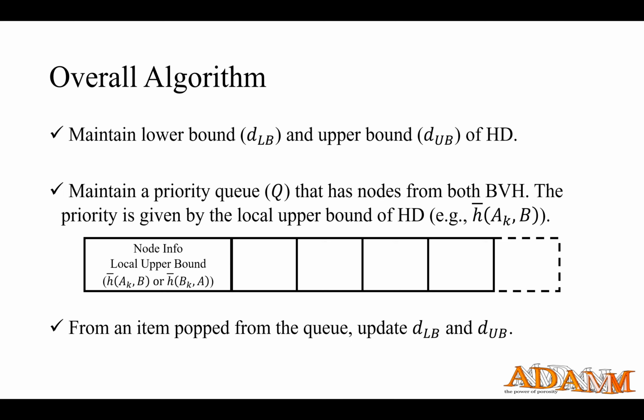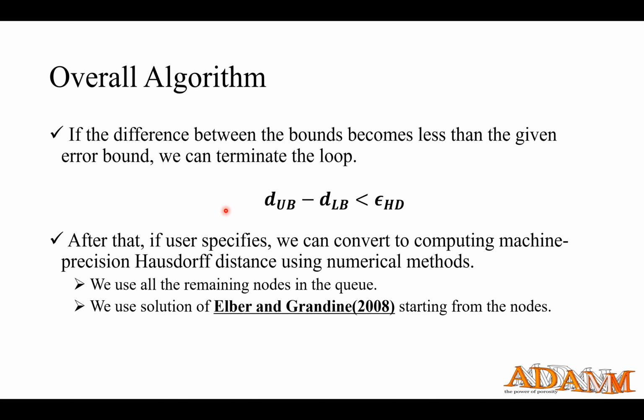Then, we can pop an item from the queue and update the bounds by investigating the child nodes. After some updates, when the difference between the bounds becomes less than the specified error bound, we can terminate the loop and report the result. However, if a user wants to compute precise HD, we can convert to the numerical solution of Elber and Grandine by using all the remaining nodes in the queue as initial points.